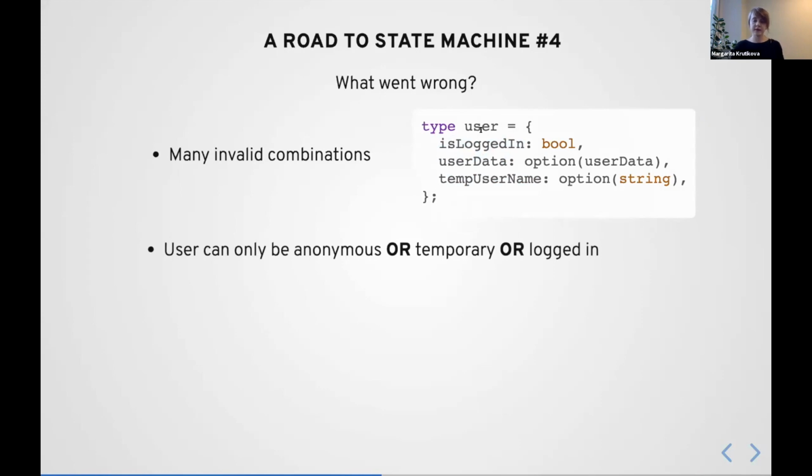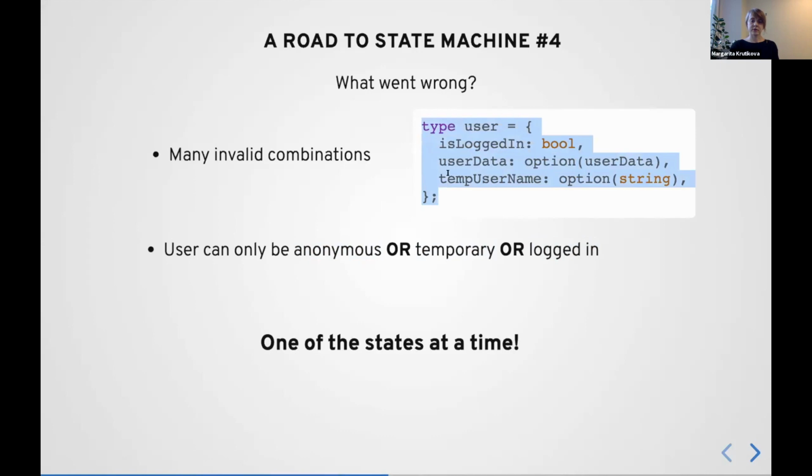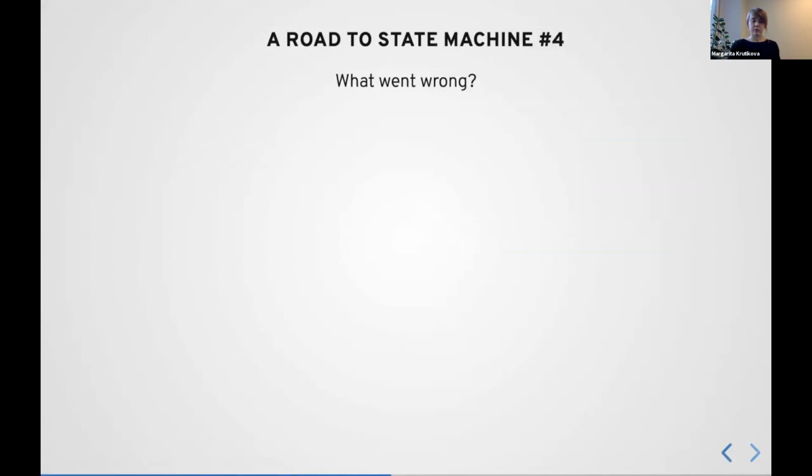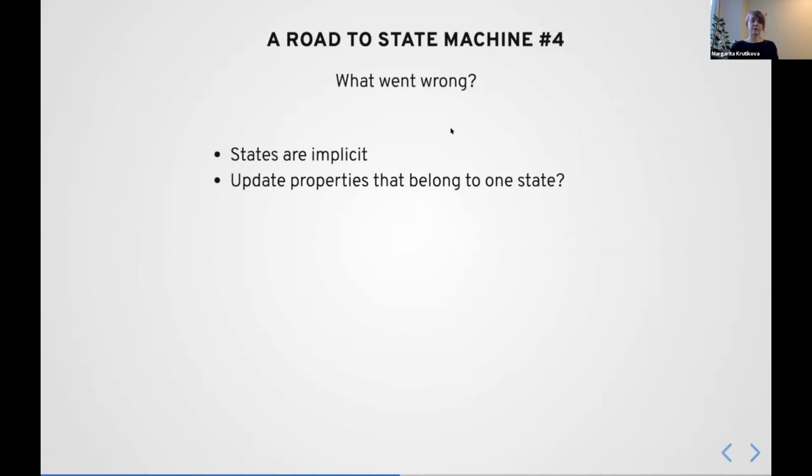But in essence here, we only have 3 states. The user is anonymous, temporary, or logged in. And we can only be in one of those states at a time. So this data structure was essentially wrong to its core. So we just had a lot of implicit states.